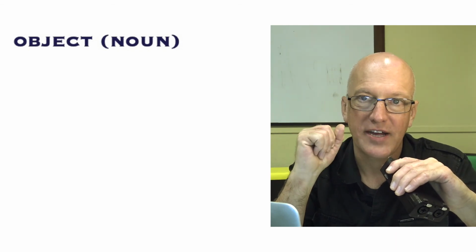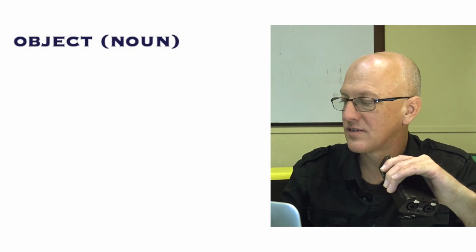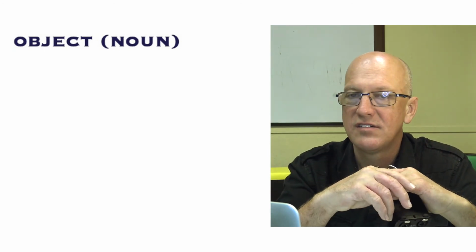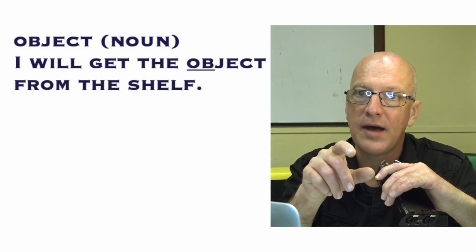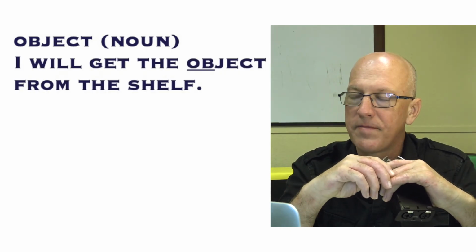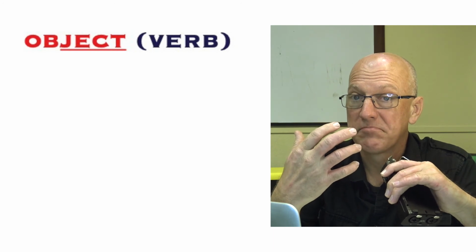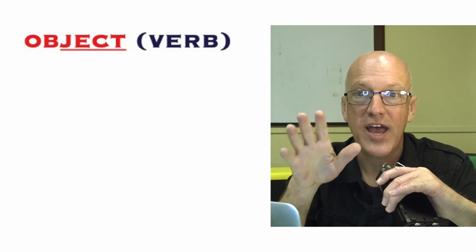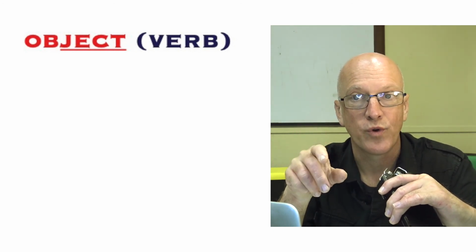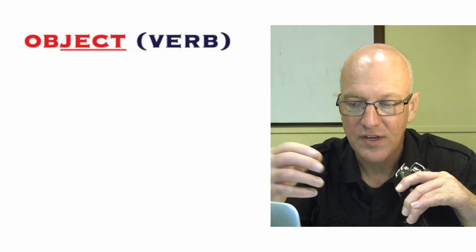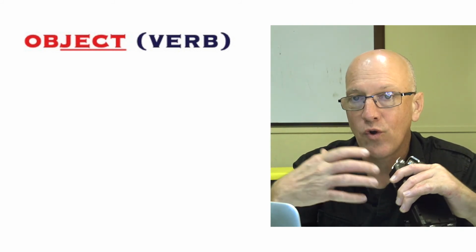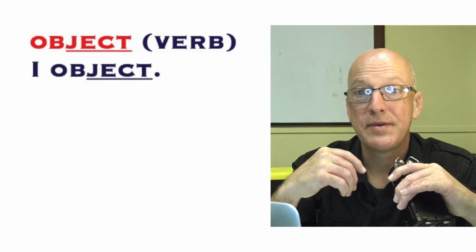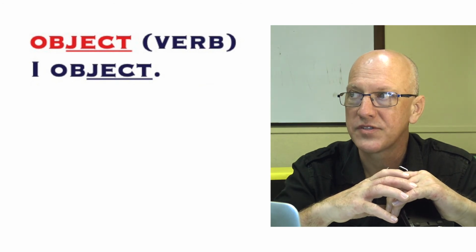This is an object. An object. A thing. Yeah, object is very common. I will get the object from the shelf. Right? How about the second syllable? That's right. It's object. Maybe you've heard this word if you watch TV shows and you hear a lawyer in a courtroom say, I object. I object. That means to disagree with somebody, right?